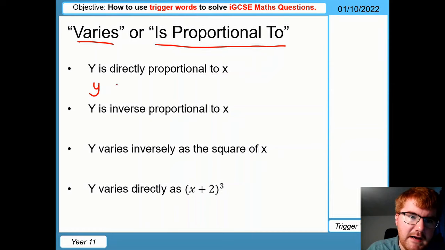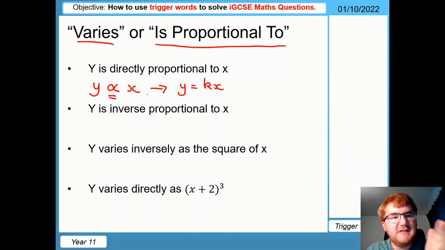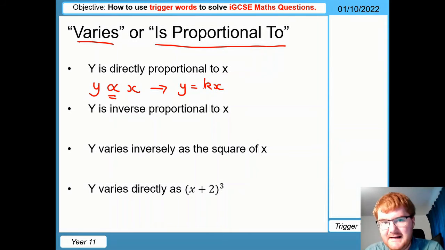You write y is proportional to x, so this fish symbol, and therefore y is equal to some constant kx. So if you see that phrase, exactly that phrase there, you need to write what I've written in red. Y is directly proportional to x with the fish symbol, therefore y is equal to kx.